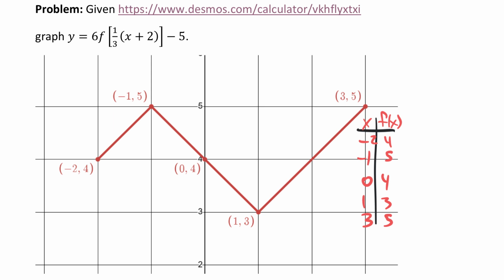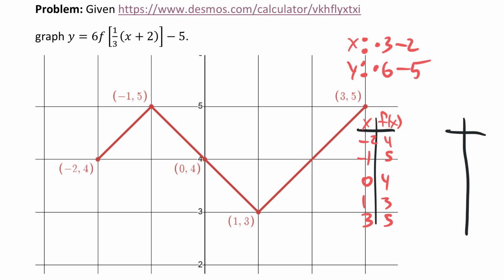Now, for our new graph, we're going to have a lot of changes here. So let's take a look. For the x values, what do we have to do to the x? Well, we have to multiply by 3. We do the reciprocal. Then we have to subtract 2. For the y values, we multiply by 6. Then we subtract 5.